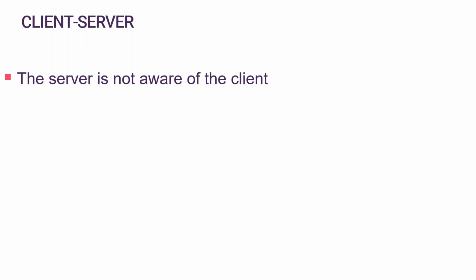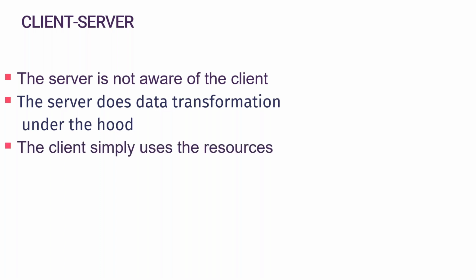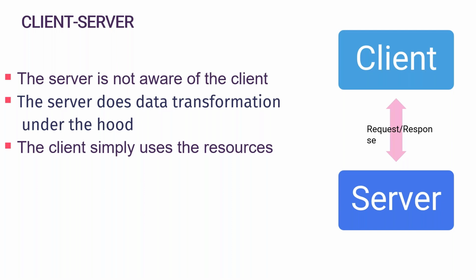Client server. In REST, the server should not be aware of the client. Should be there to respond to the requests, and that's it. So the server should not care who is the client. Either it's a mobile app, either it's a browser, or whatever other service that calls the server. The server does data transformation under the hood, and nobody should care what are those transformations. The client should simply use those resources. So client server is the most simple pattern over there. There is a client, there is a server, and request response between them.